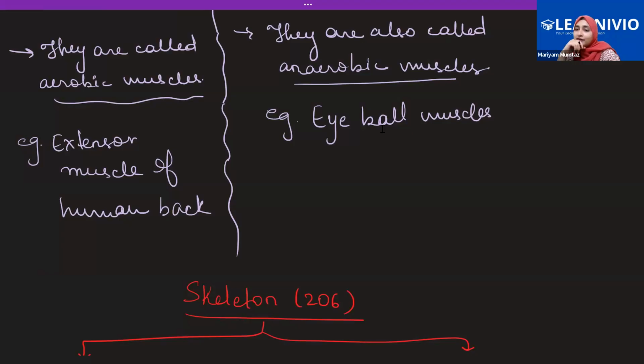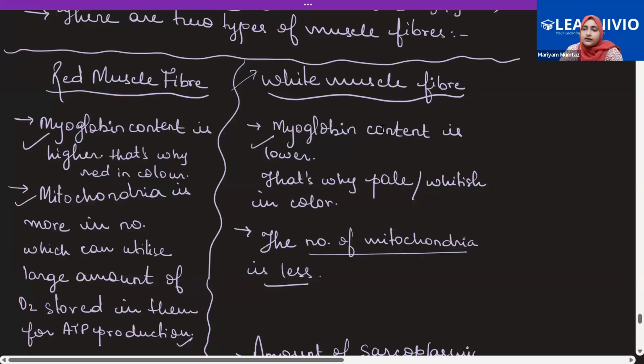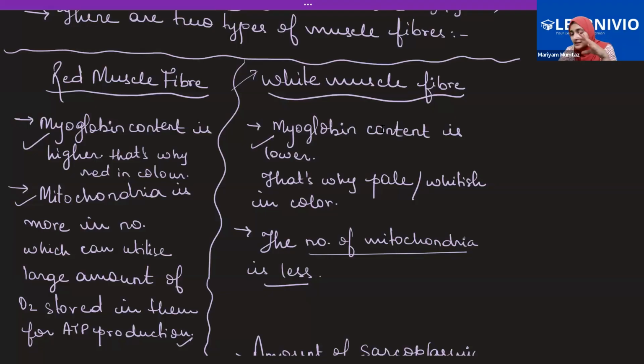Now you might have noticed that, because of the white muscles, you can keep your eyes open for a longer period of time, isn't it? That is because of the presence of white muscles. So is this clear, students? Up until now, whatever you have studied, it is all there is to know as far as the muscles are concerned.